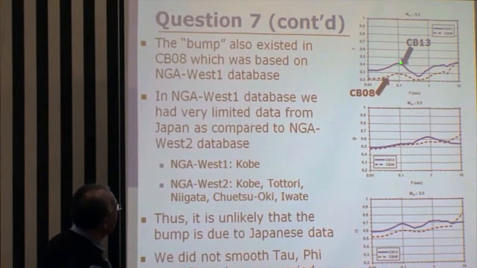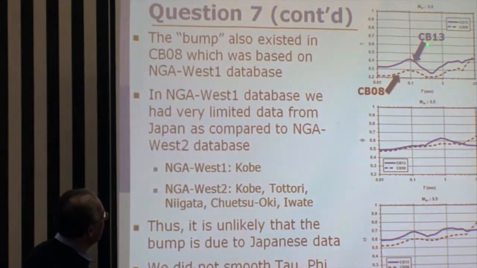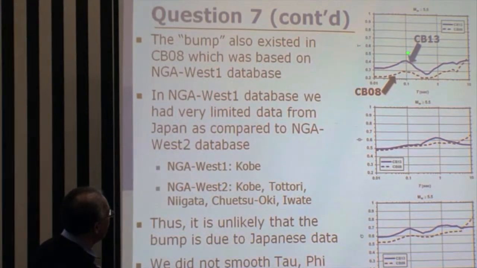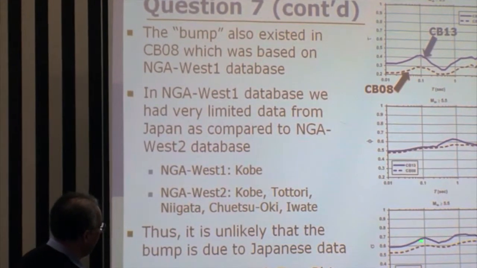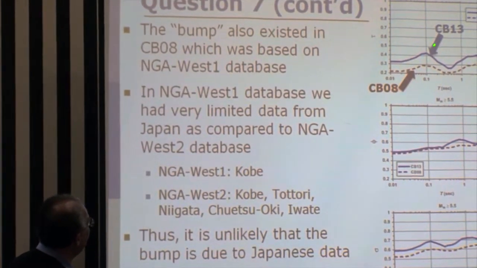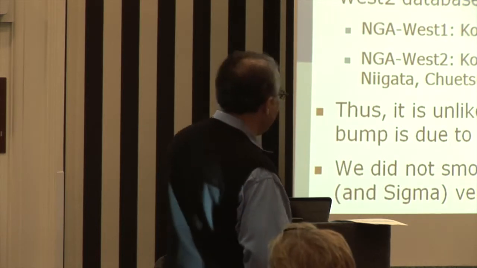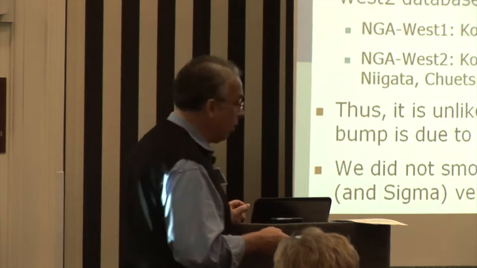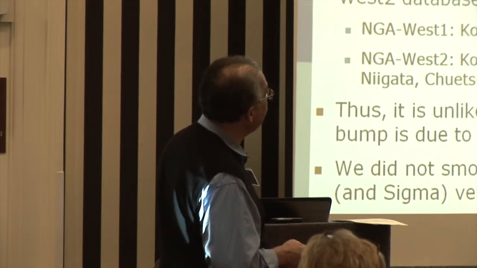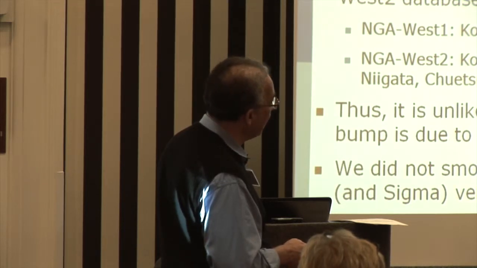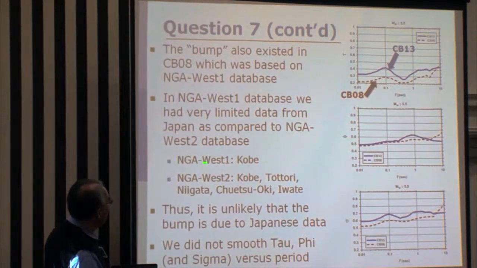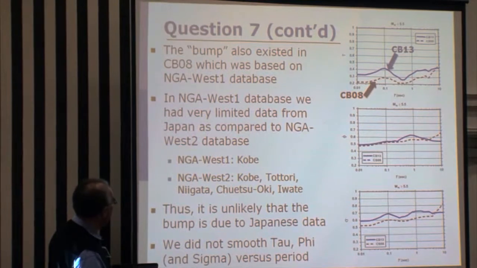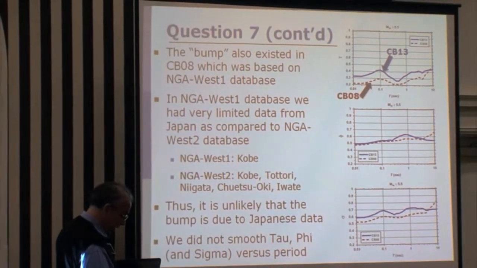So there is a bump here at the CB13 NGFS2 model around 10 hertz. It translates to a little bit of a bump, obviously much milder, in the total standard deviation. Phi is fine. So the question was, is it due to the Japanese data that we added? We believe it's not due to Japanese data. One reason is that we had almost the same bump, obviously with everything lower, standard deviation was lower, for CB08. And in CB08, we really had only one major Japanese earthquake in our selected database.